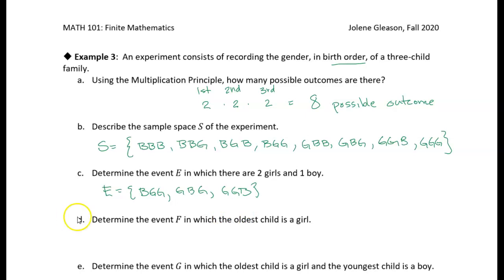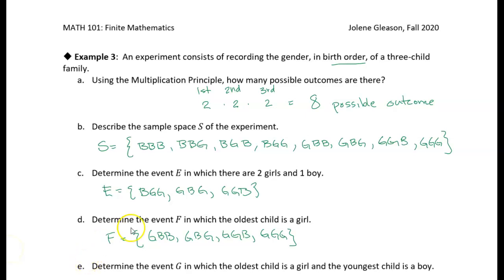Event F is the event in which the oldest child is a girl. Okay, so now all we really care about is that the oldest child is a girl, which is just going to be basically these last 4 possible outcomes. So it'll be girl, boy, boy; girl, boy, girl; girl, girl, boy; or girl, girl, girl. Okay.